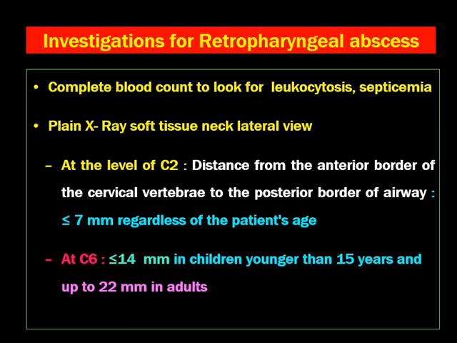The next conventional investigation will be plain X-ray, soft tissue neck lateral view, which is the most commonly performed radiological investigation for retropharyngeal space abscess. When we look at the level of C2, the distance from the anterior border of the cervical vertebrae to the posterior border of the airway should be less than 7 mm, regardless of the patient's age. And at C6, it should be less than 14 mm in children younger than 15 years old and up to 22 mm in adults. This is the normal finding shown on the X-ray.